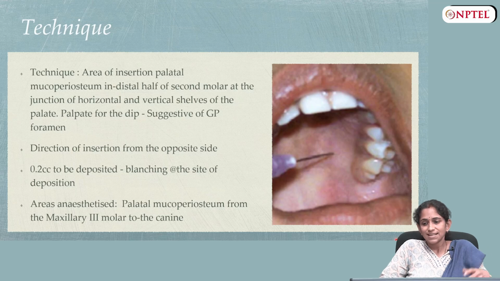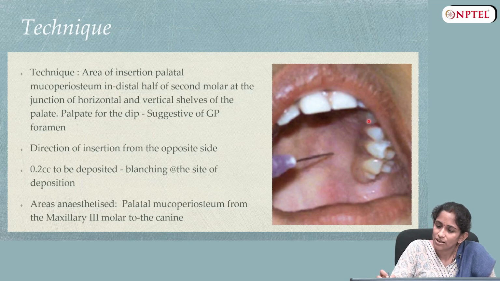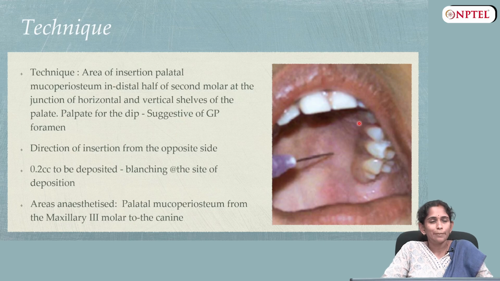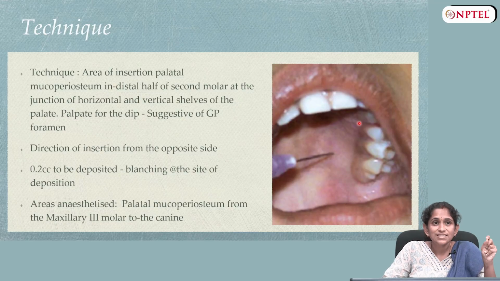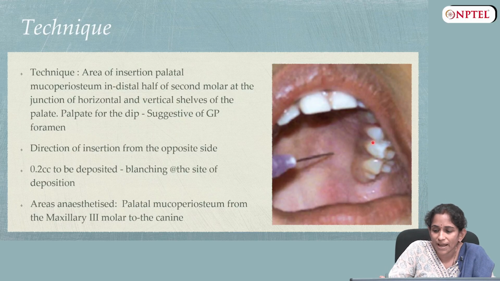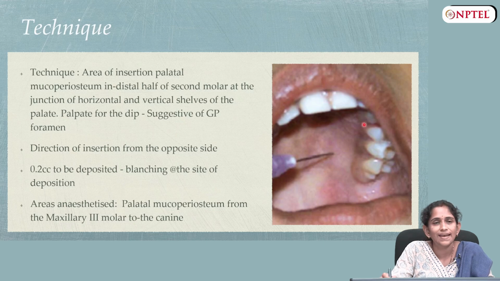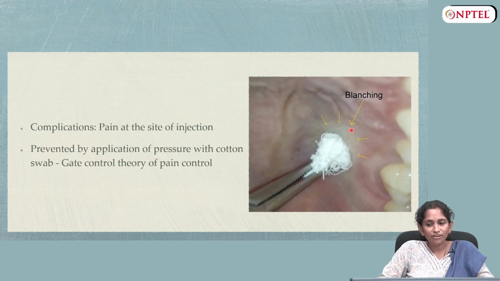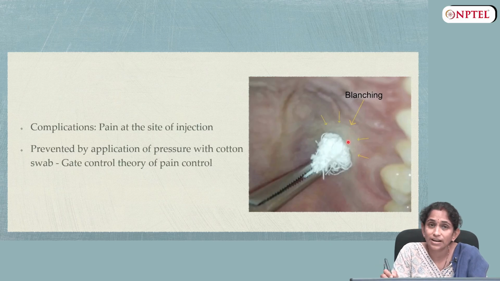So, what are the areas anesthetized? As we have discussed, the whole of the area from the first premolar till the third molar, the palatal mucoperiosteum of this area is completely anesthetized, and the patient feels heaviness and numbness in that area. That is what the patient feels subjectively, and you can elicit it with a Moon's probe by applying blunt force in any of these areas. So, that is greater palatine nerve block.